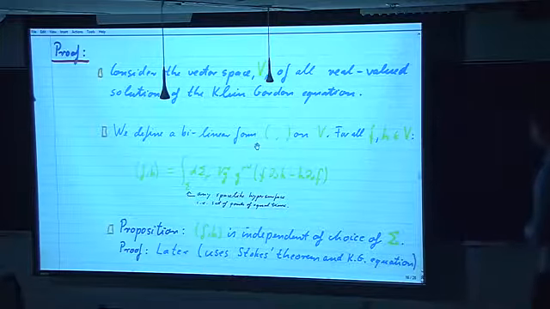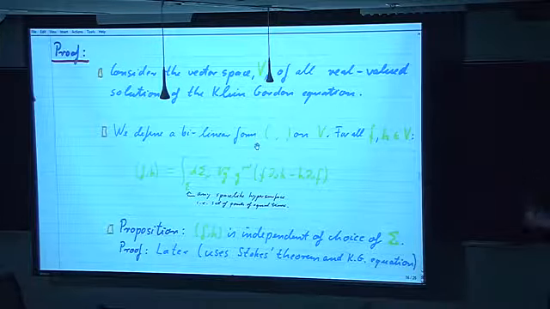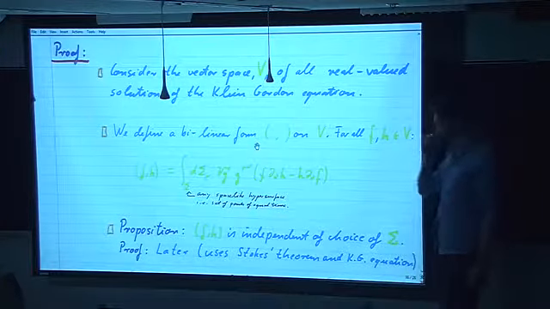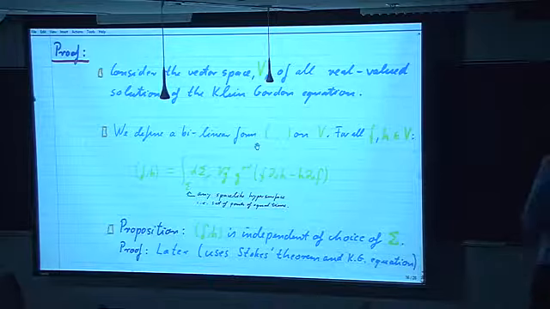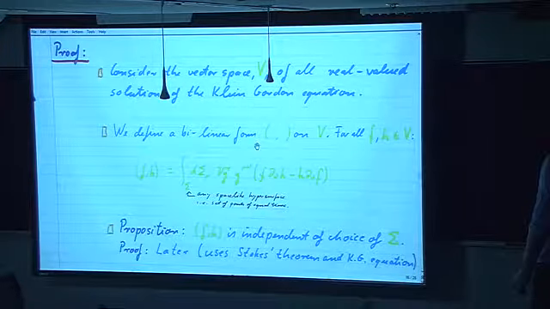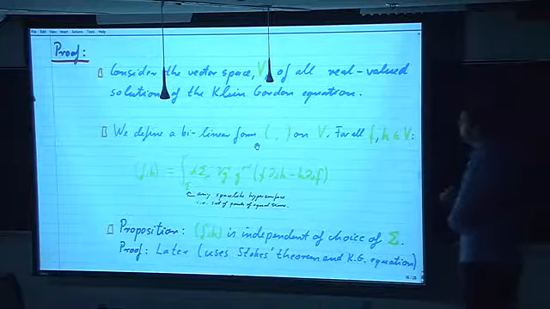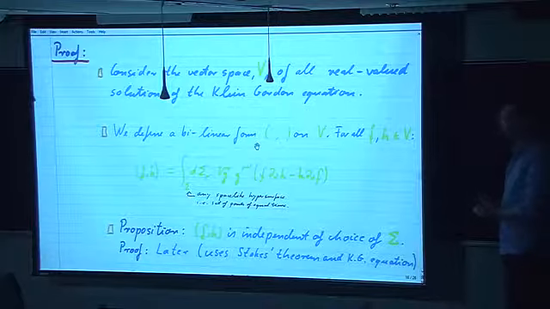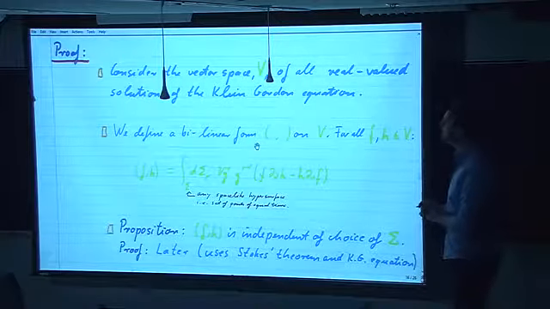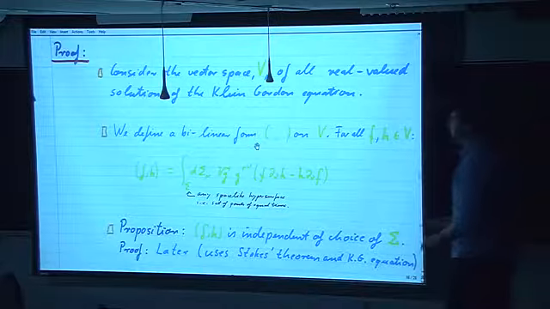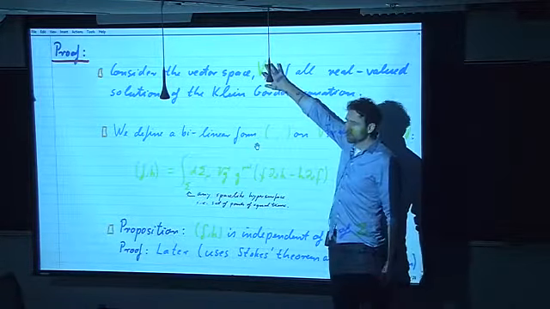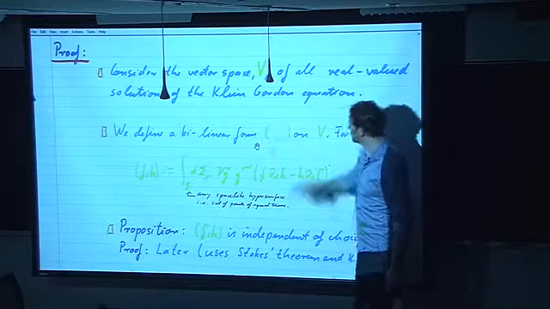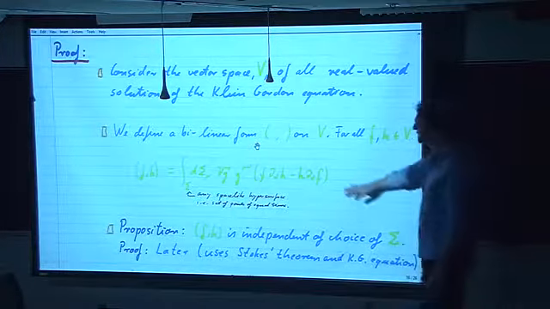So let's consider a vector space V, of all, initially, just the real valued solutions of the Klein-Gordon equation. Now, it turns out that the space of real valued solutions of the Klein-Gordon equation has an inner product. Or more precisely, it's not quite an inner product because it's, well, it's a bilinear form. So we have a vector space, the vector space of solutions of the Klein-Gordon equation, and we define this bilinear form according to this definition.